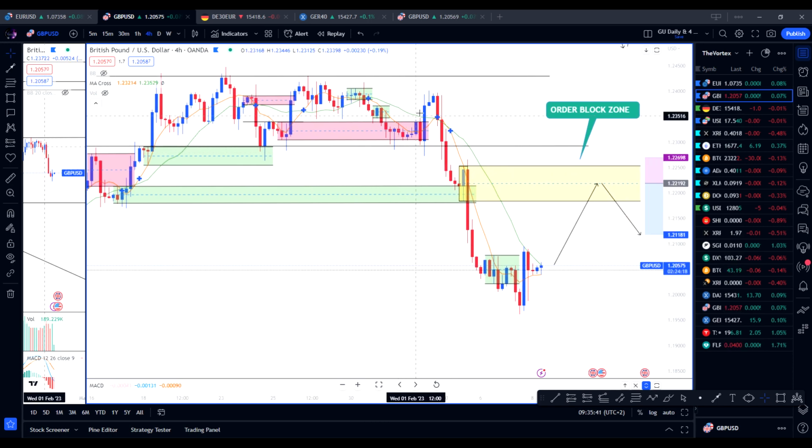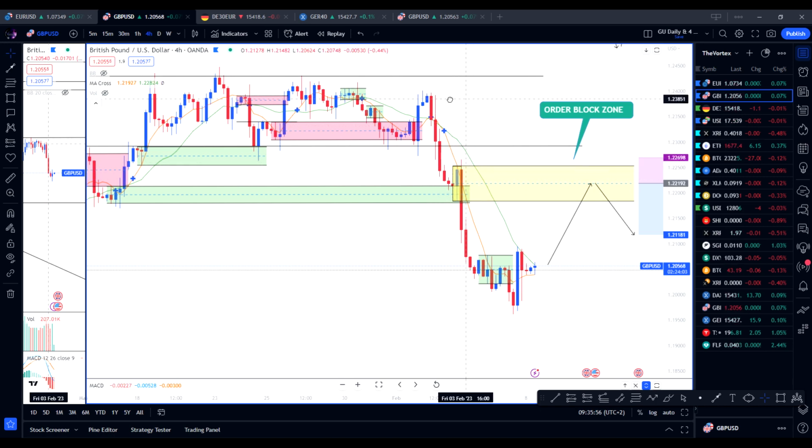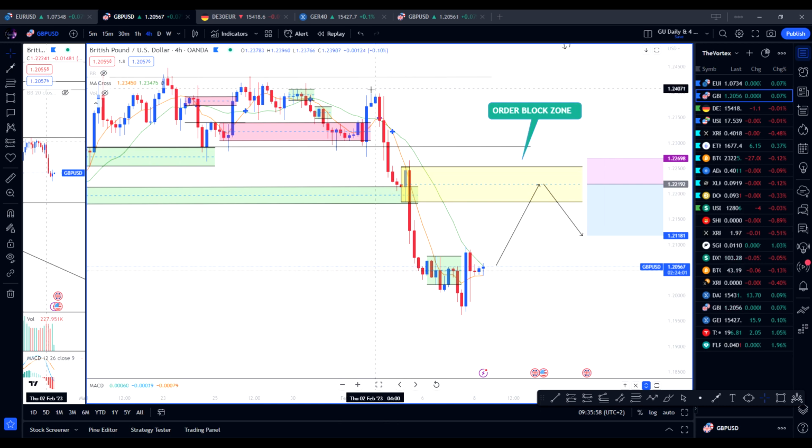Okay, it wasn't exactly an impulsive break because it did happen within 3 candles. An impulsive break for me is generally at the most 3 candles, but I would love to see a 1 candle break. A 1 candle impulsive break is ideal. And then we would look for a retrace back up to here somewhere, but that did not happen.